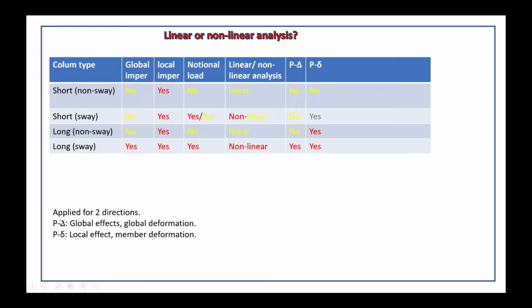Don't forget the concept applies for two directions. One section has its own global imperfection and local imperfection, so we apply in both axes for the global imperfection and local imperfection. Big P-delta, the global effect, global deformation, and small P-delta, local effect, member deformation.